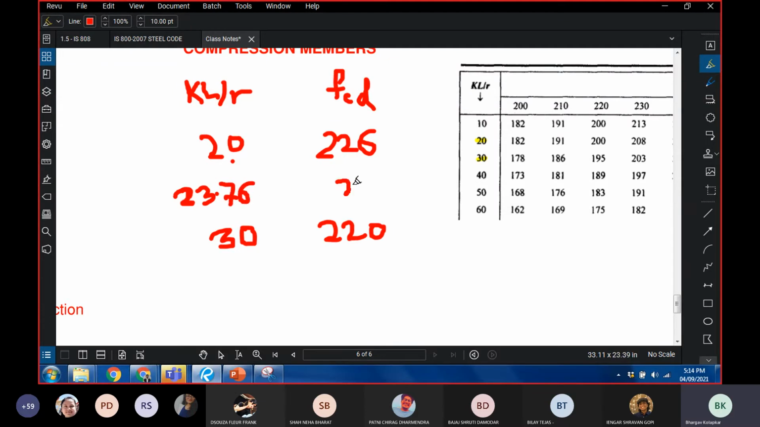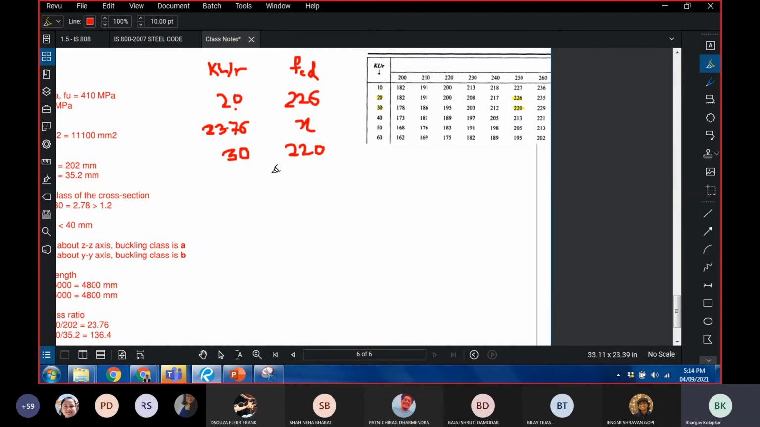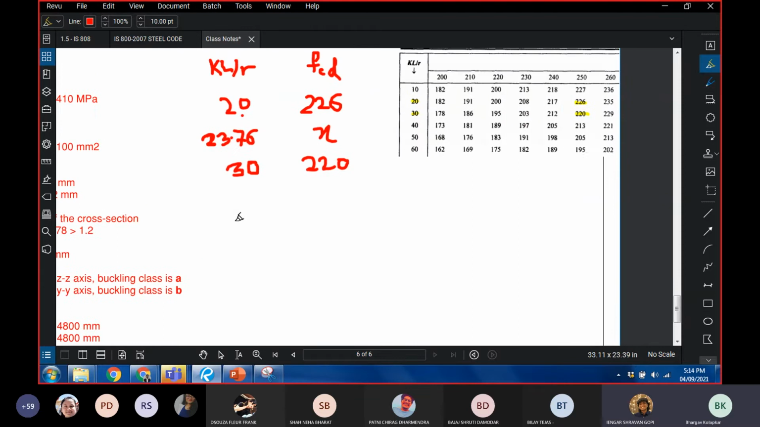Let us say this value is X. Now, does someone know how we can find this value of X? By linear interpolation. Have you heard of this term before, interpolation? Is it similar to graphing it out? Yes. See, we can do it this way.